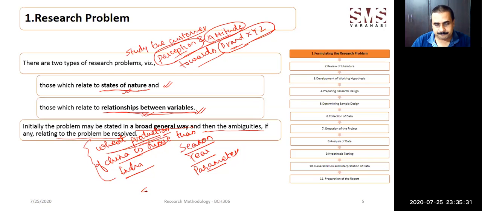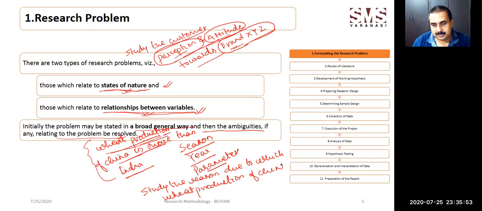the region due to which wheat production of China is more than India in the financial year 2019-20 with special reference to labor output.